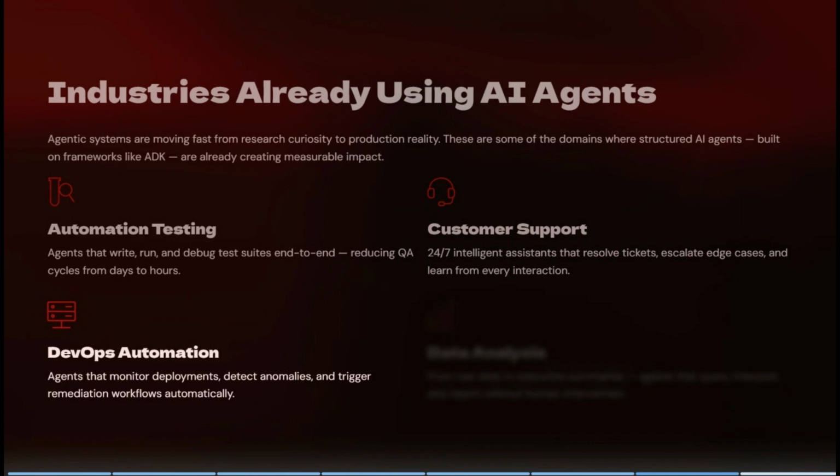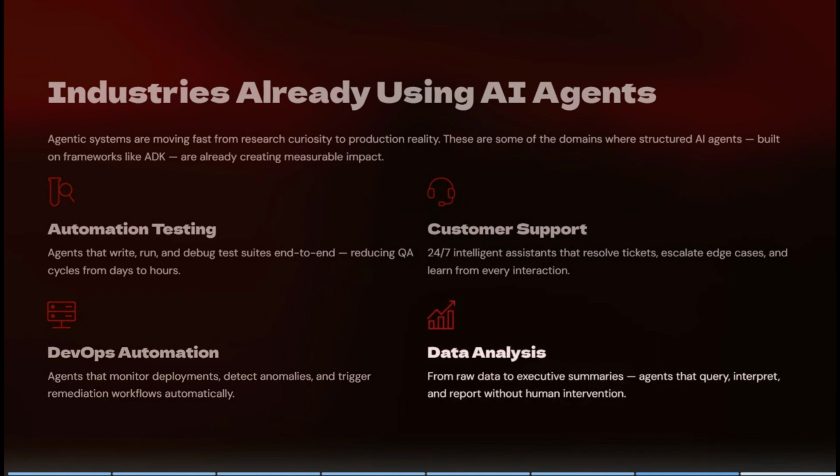In DevOps also, we have AI agents which take care of deployments. Similarly, in data analysis, from filtering out the raw data to creating summaries and dashboards, we have agents that can query your data and generate reports without any human intervention, and those reports can keep changing as per the requirement or the data changes. We do not require any human to take care. The agent will take care of creating all the dashboards.